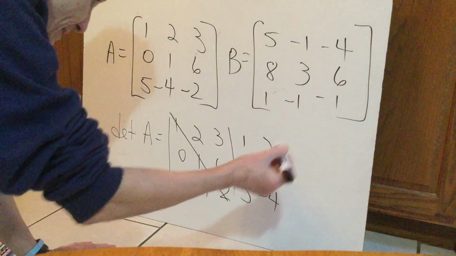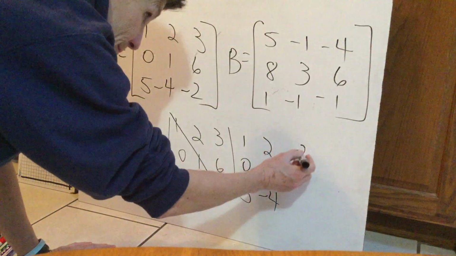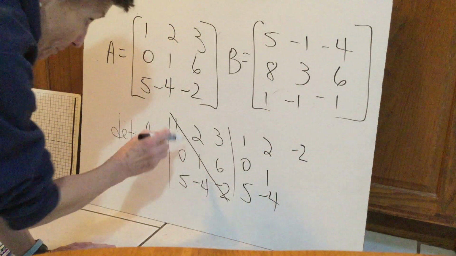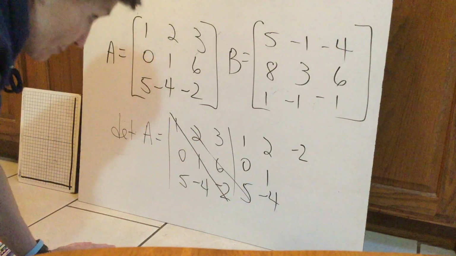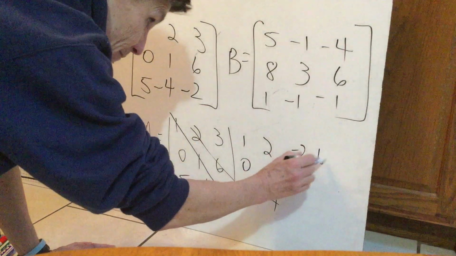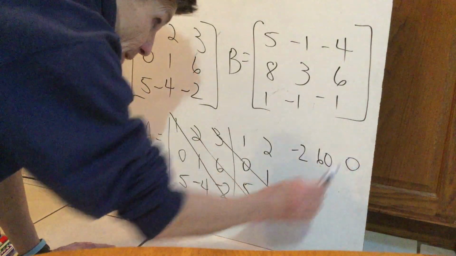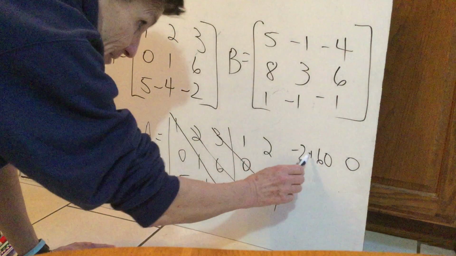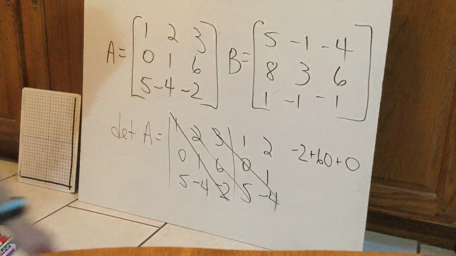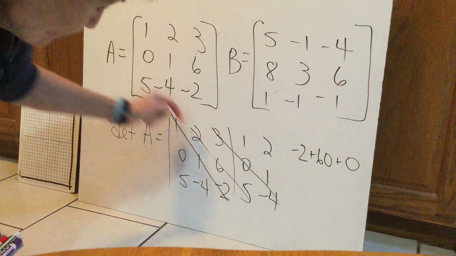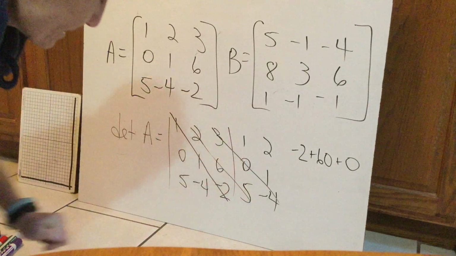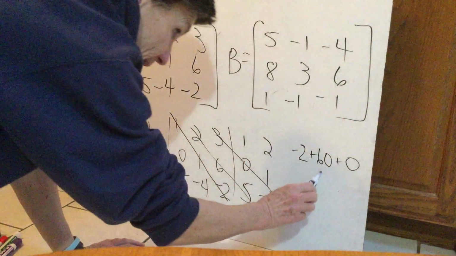So that's going to give us a -2. And then we multiply these together. Ooh, that's a big one. That's 60. And then we multiply these together, and that is 0. Now, I am going to add those three numbers up. So I'm going to add the -2, the 60, and the 0. And I'm going to get 58.